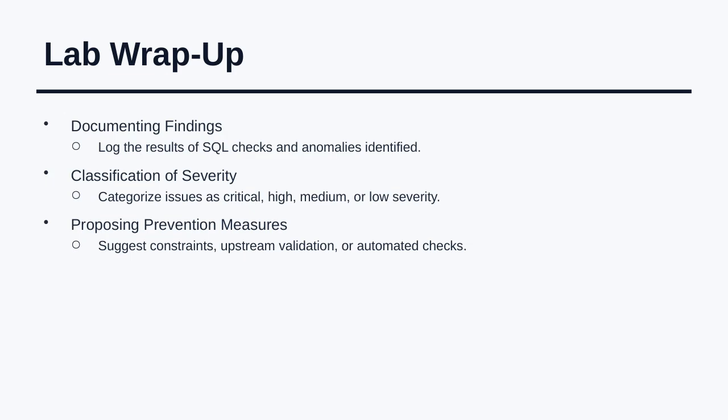This could involve adding constraints directly in the database, implementing validation earlier in the data pipeline, or setting up automated checks to catch problems as soon as they occur. These steps help maintain data quality and reliability, ensuring that the ETL process runs smoothly and that the data warehouse remains trustworthy. Next, we'll move on to our final slide, where we'll summarize the key takeaways from today's session.